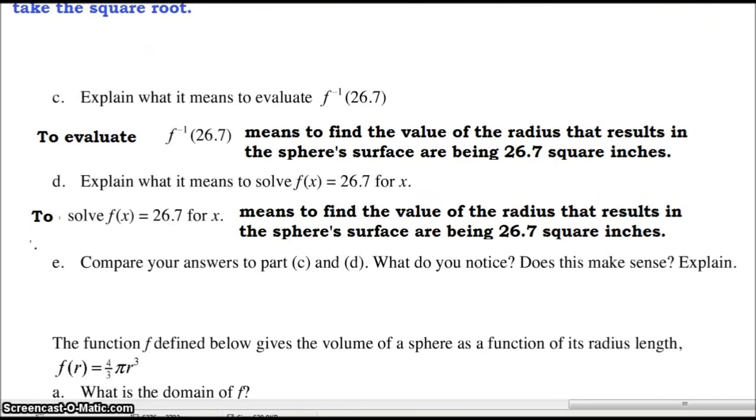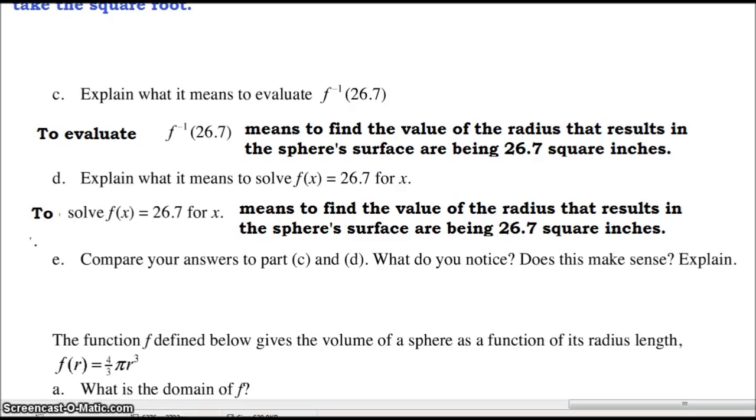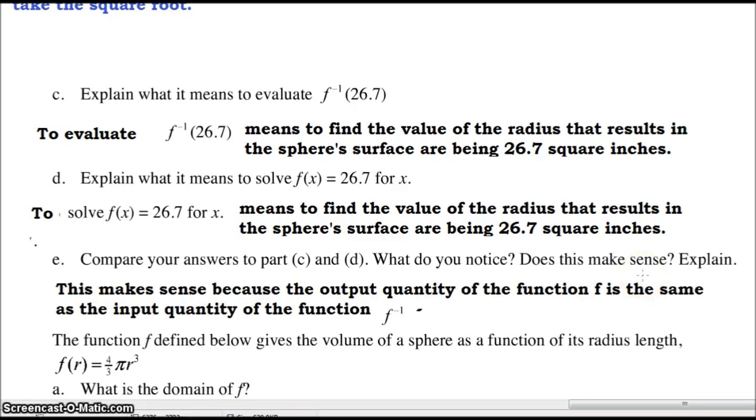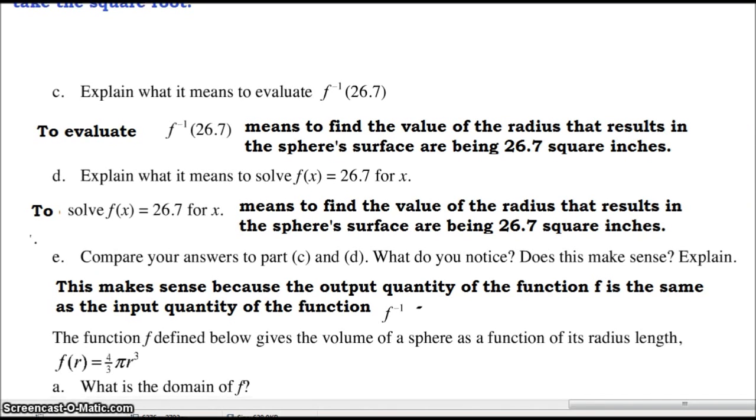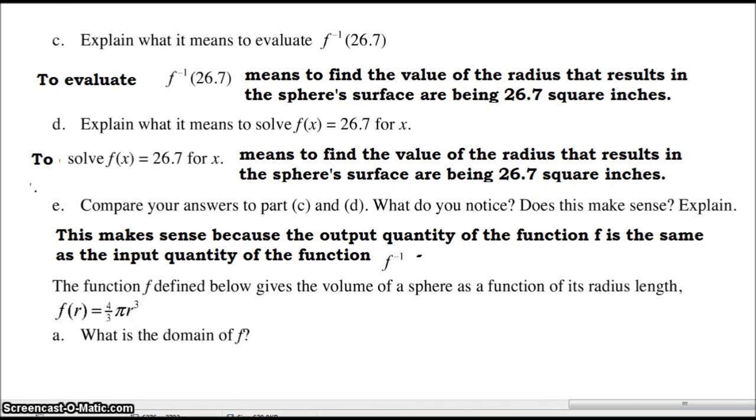So why does this make sense? This makes sense because the output quantity of the function f is the same as the input quantity of the function f inverse. They just undo each other. The domain and range are swapped, inputs and outputs are reversed.